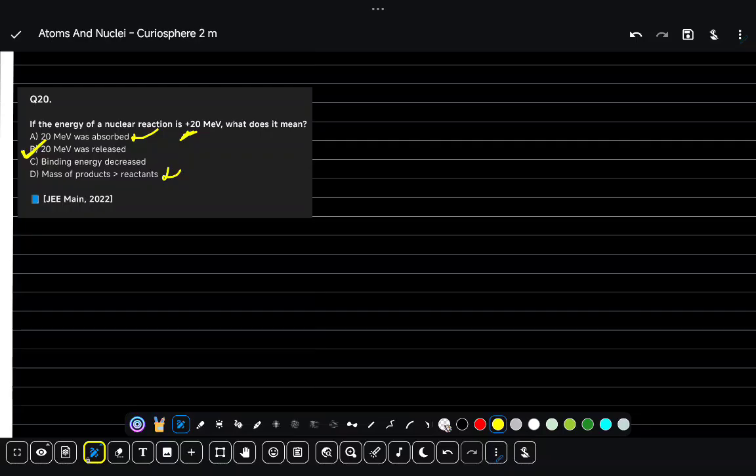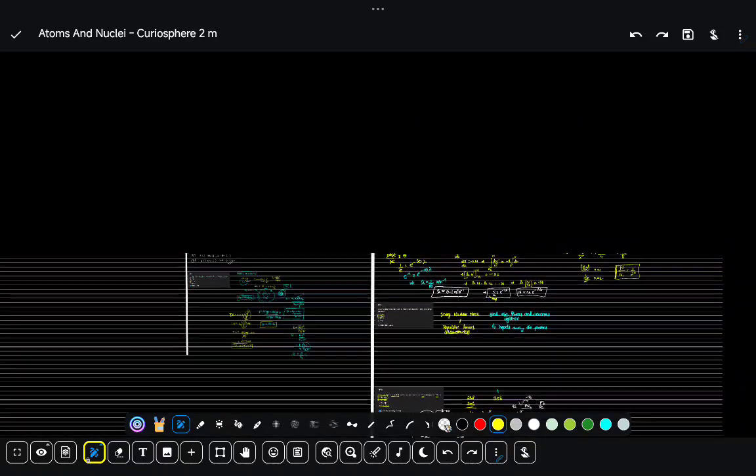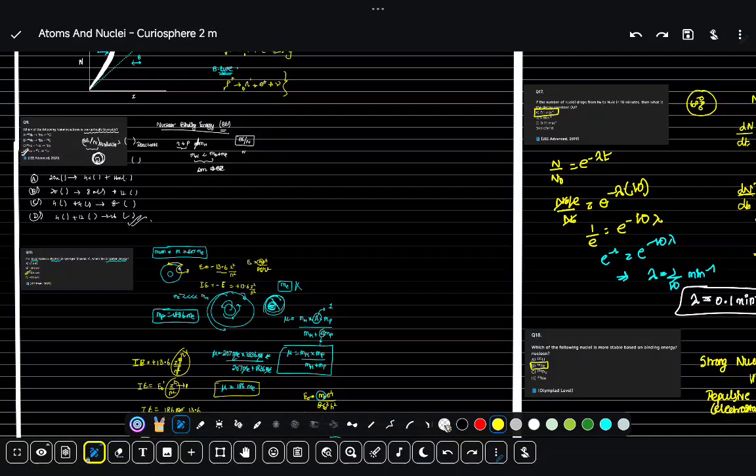Option C: binding energy of a reactant should be greater than binding energy of the product. According to this, binding energy is decreased, right? Binding energy of the product is lesser. Since loss in binding energy is manifested as output energy, yesterday we saw a reaction. The loss in binding energy is manifested as output energy. Wait, where is it?